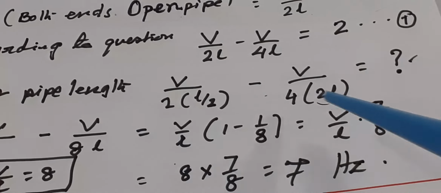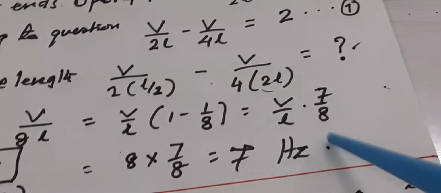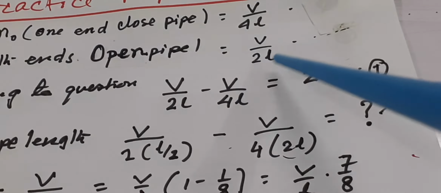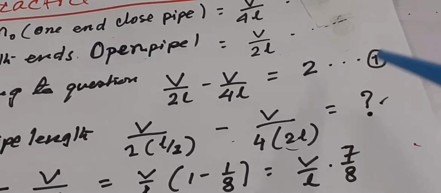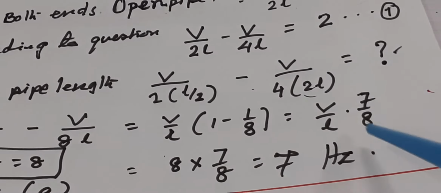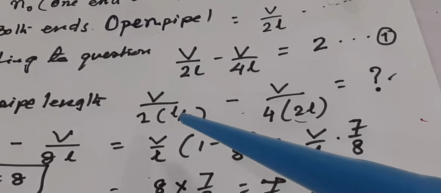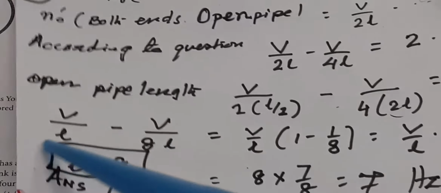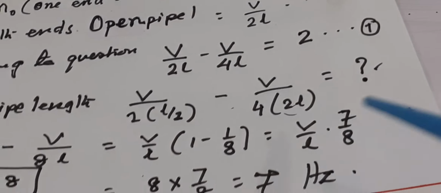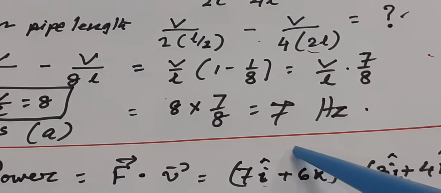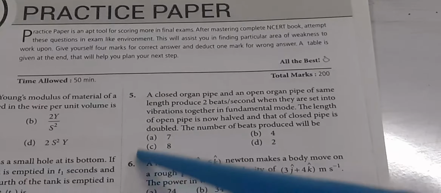After simplification we will get V by L 7 by 8 will come, and from the first equation we can get V by L, and that V by L we can substitute here, that V by L will be 8. You substitute here, you can see V by L has come 8. Substitute here, you can get 7 hertz. That means beat frequency will be 7 hertz. Now next job.